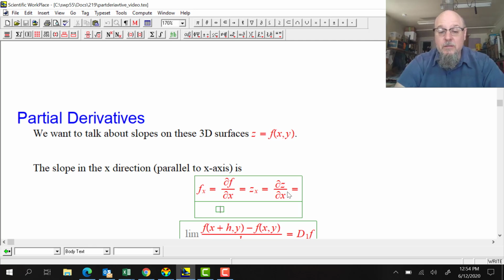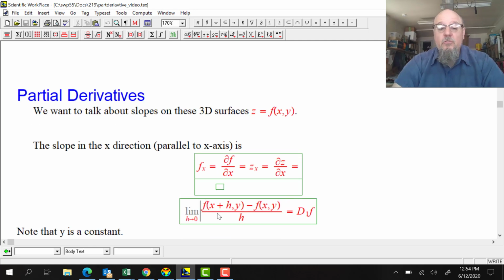Now, fundamentally then, here's our limit definition of the derivative. We had this in single variable calculus: f of x plus h minus f of x, all divided by h. We take the limit as h goes to 0. We saw that before in single variable calculus. What we have now, though, is just keeping y as a constant, so I'm only taking the derivative with respect to x. So here it is as a limit definition. The y is a constant y.